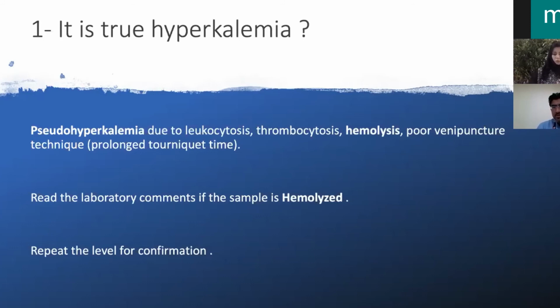Repeat the level for confirmation if this was not clinically justified. Like if you have a young patient with no background comorbidities, and out of nowhere his potassium is 6 or 7. But the scenario will be different when you have a patient with end stage renal disease on dialysis and his serum potassium is 8. So the chances will be different. In the first scenario, I should make sure that this is true and there is no sampling error. In the second scenario, it is very logical to have this. So interpret it clinically with the history and patient background, but always consider false hyperkalemia.